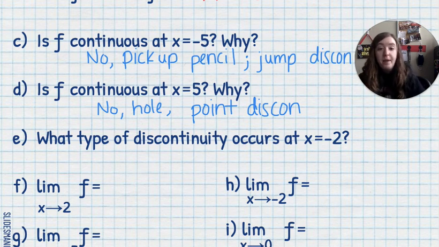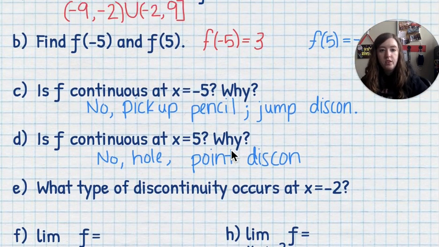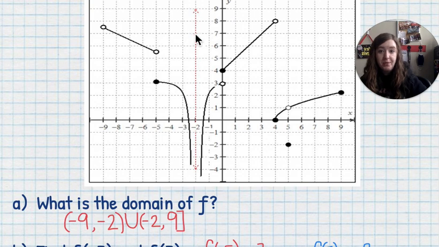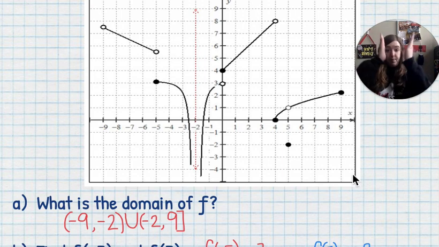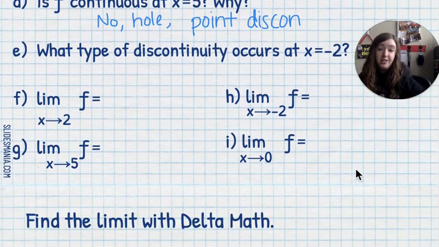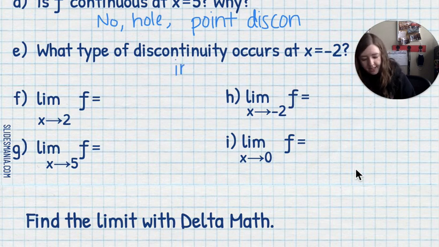Now let's talk about what type of discontinuity happens at -2. So at -2, we have an asymptote right there, if you can see that red line. And my graph is getting closer and closer on each side and approaching -infinity. So since graphs tend to approach negative or positive infinity at an asymptote, when we have an asymptote, that is called infinite discontinuity.